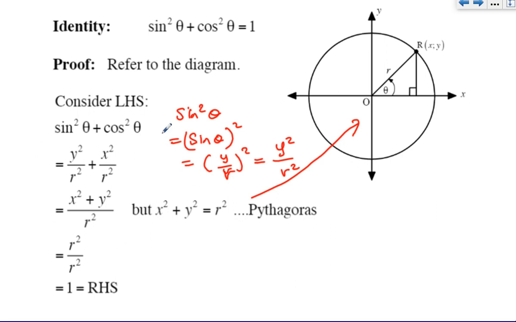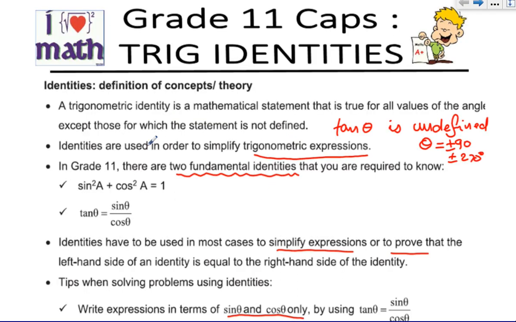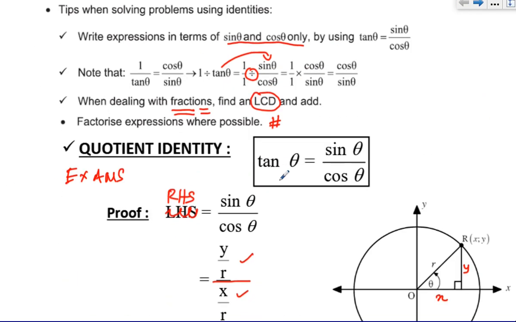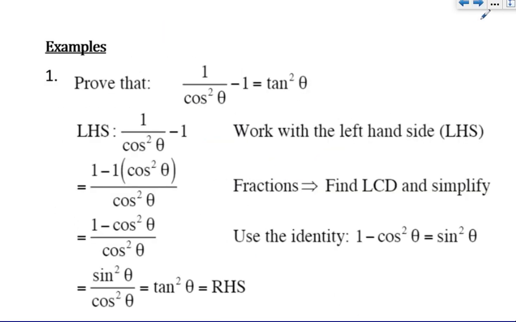We prove the identity using x, y, and r. You'll only use x, y, and r, and this diagram, for proving the two identities, sine squared theta plus cos squared theta equals 1, and the other one, tan theta is equal to sine over cos. That's the only time that you would use x, y, and r. Now let's examine our first example.